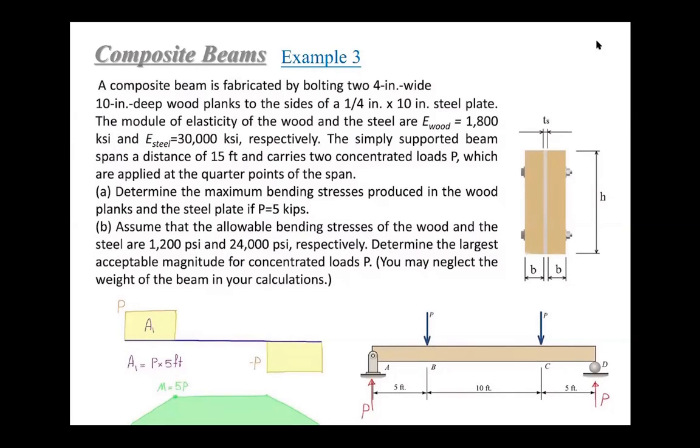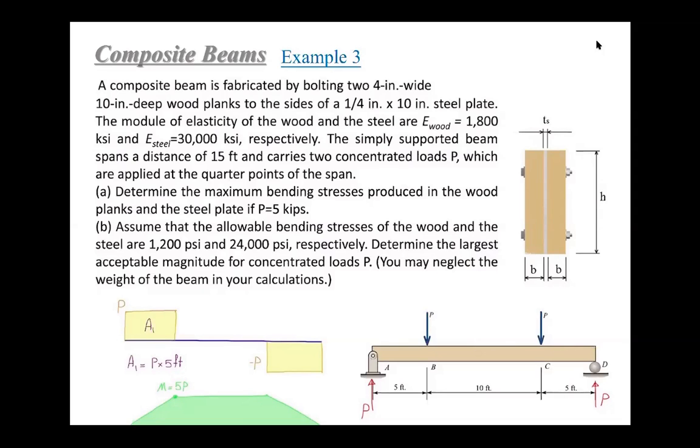Okay, example 3, again, this is kind of a left-right structure. So again, you should feel very happy since the Y bar will be easy to calculate. A composite beam is fabricated by bolting two 4-inch wide, 10-inch deep wood planks, the yellow colored things, to the size of a 1/4-inch by 10-inch steel plate. They have the same height.